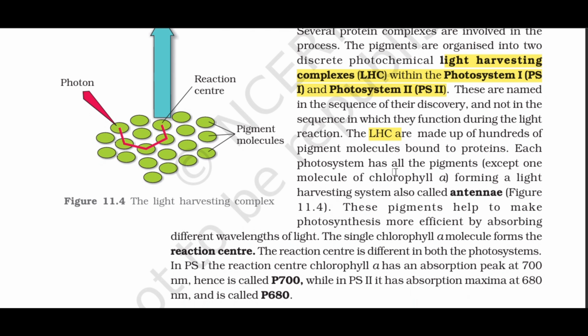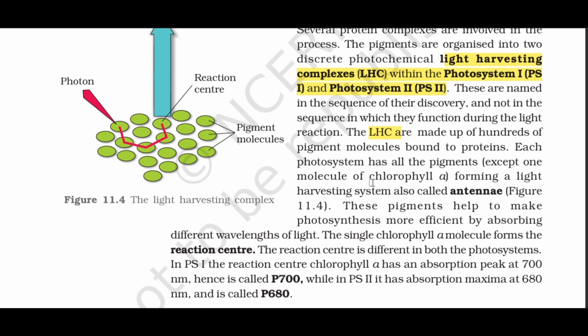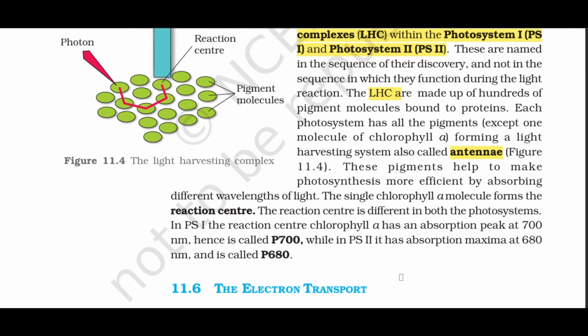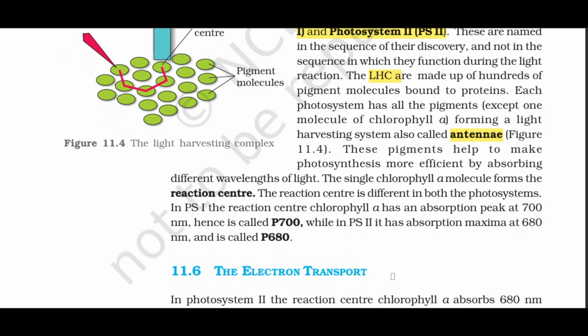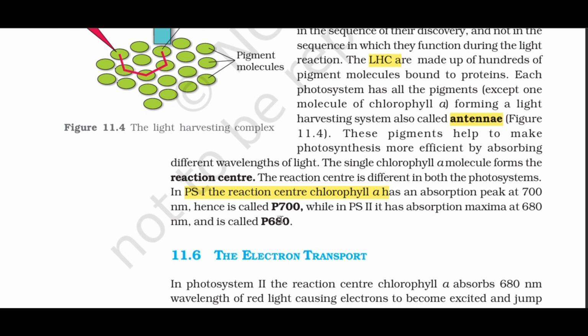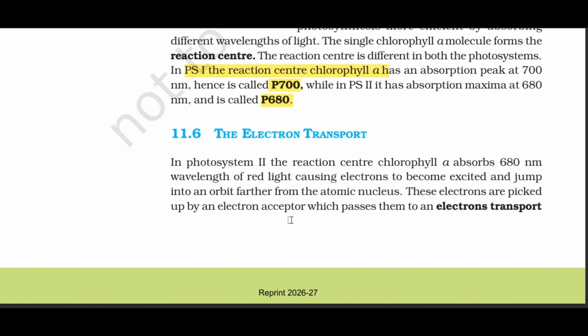Each photosystem has all the pigments, except one molecule of chlorophyll A, forming a light harvesting system also called antennae, figure 11.4. These pigments help to make photosynthesis more efficient by absorbing different wavelengths of light. The single chlorophyll A molecule forms the reaction center. The reaction center is different in both the photosystems. In PS I, the reaction center chlorophyll A has an absorption peak at 700 nanometers, hence is called P700, while in PS II it has absorption maxima at 680 nanometers, and is called P680.